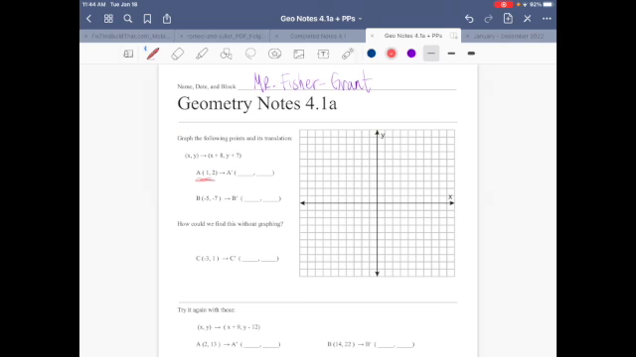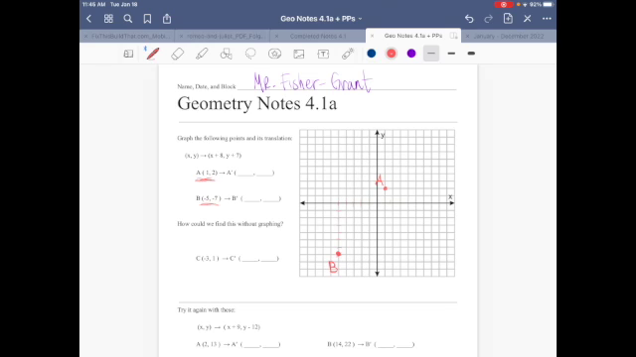Let's just start by graphing points A and B. So we've got A at 1, that's over 1, up 2. So A would be there. This is point A. And then point B is at -5, -7. So I'm going to count 1, 2, 3, 4, 5, and then down 7, 1, 2, 3, 4, 5, 6, 7. So B would be right there.